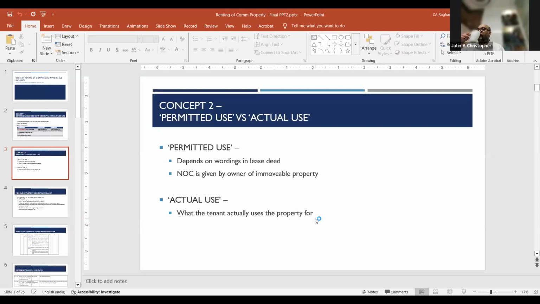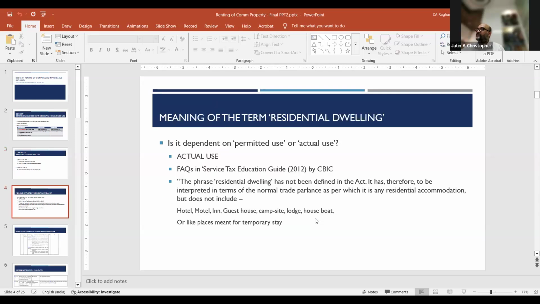Go ahead. Okay, unauthorized use also will be a question, but go ahead. Unauthorized use. Okay. So is it dependent on permitted use or actual use?